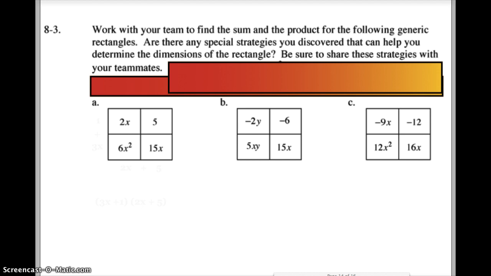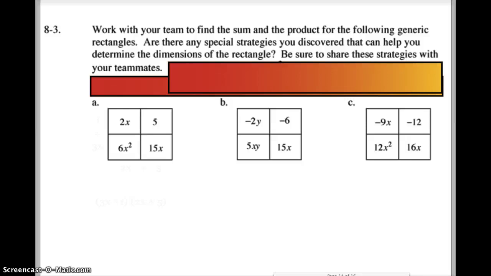The third problem is this. It says, work with your team to find the sum and product for the following generic rectangles. Are there any special strategies you discovered that can help you determine the dimensions of the rectangle? Be sure to share these strategies with your teammates.